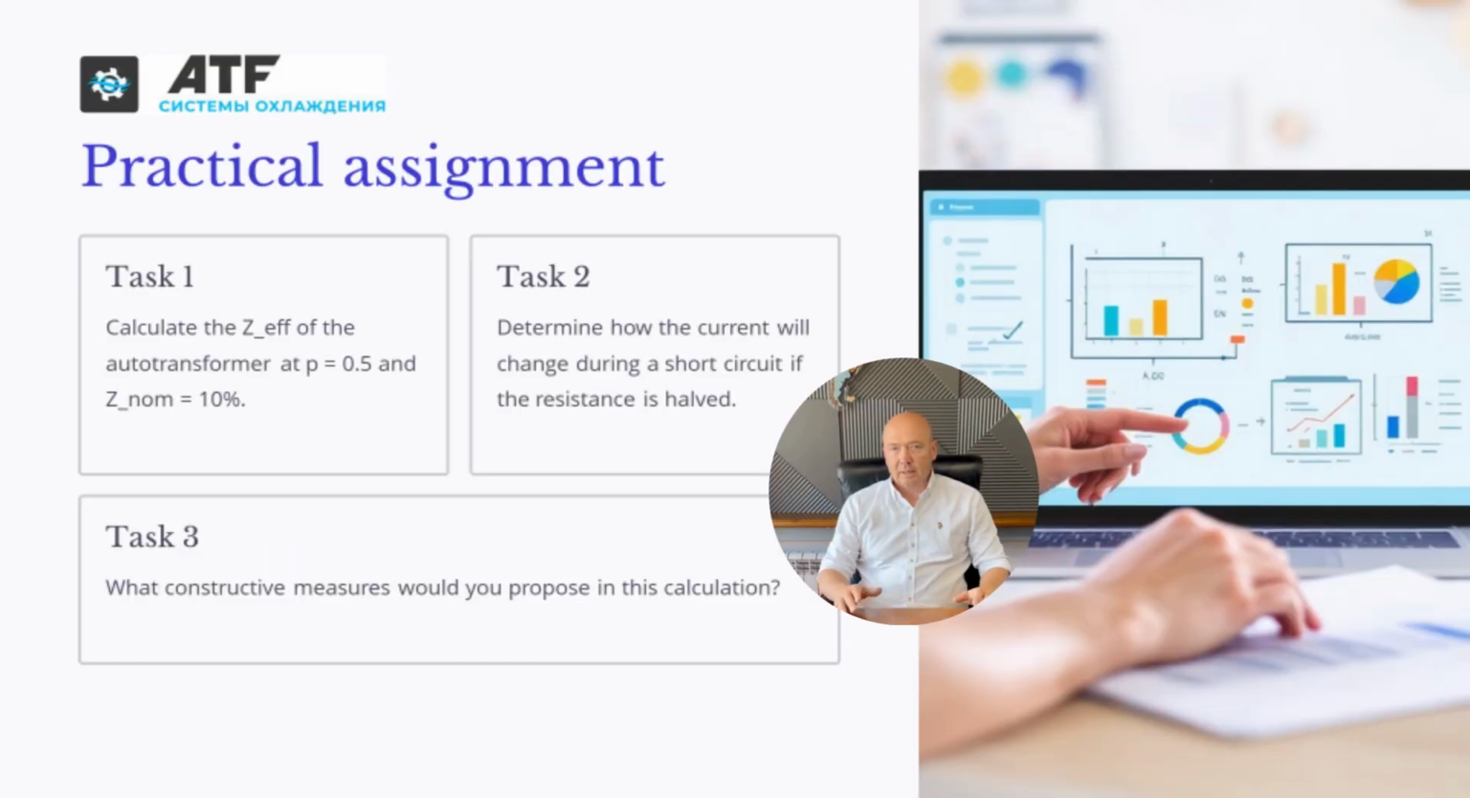Practice task. Calculate the effective resistance of an autotransformer when the benefit factor is 0.5 and the nominal resistance is 10%. Determine how the short circuit current will change if the resistance is halved. Suggest design measures for this case.